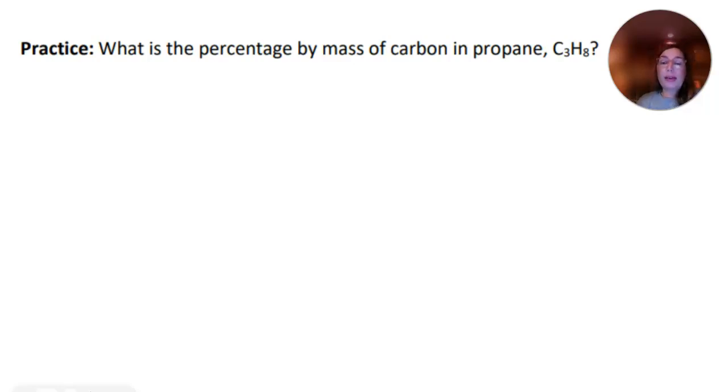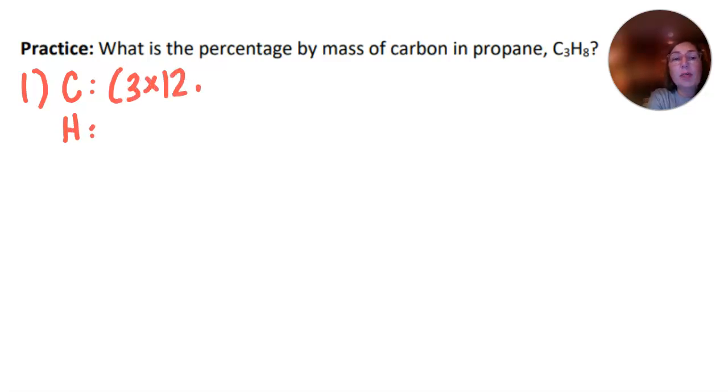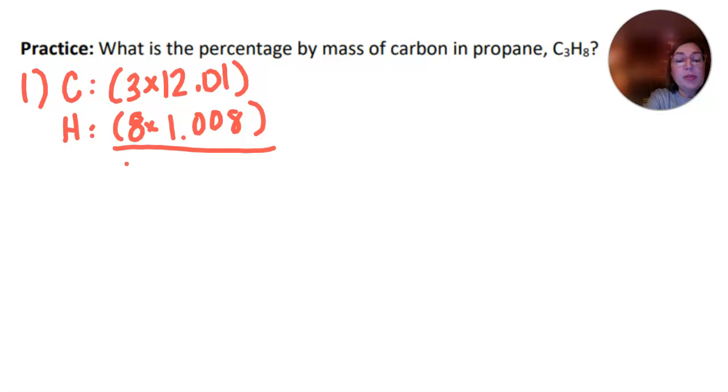What is the percentage by mass of carbon in propane? So I've got C3H8. Okay, so I'm going to need the total formula mass. So let's do that as our step 1. So we'll do our carbon count and our hydrogen count. We have 3 carbons times 12.01 plus we've got 8 hydrogens times 1.008 AMUs each, for a total of 44.09 AMUs for our formula mass.